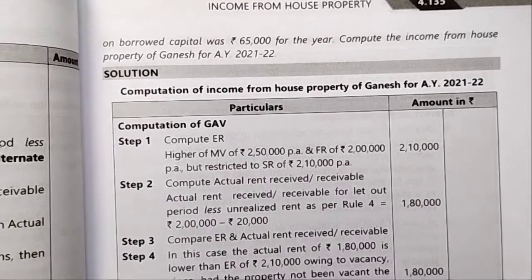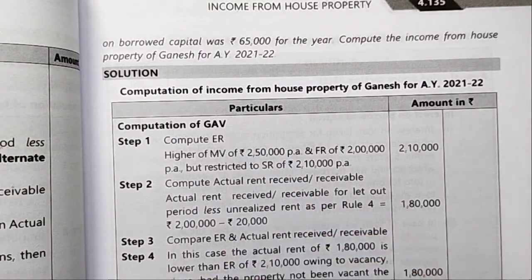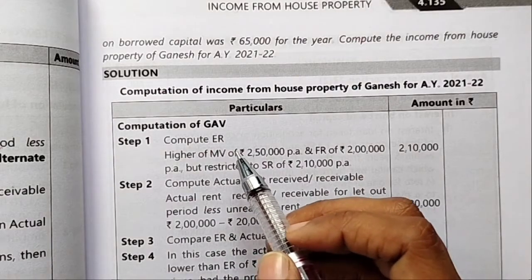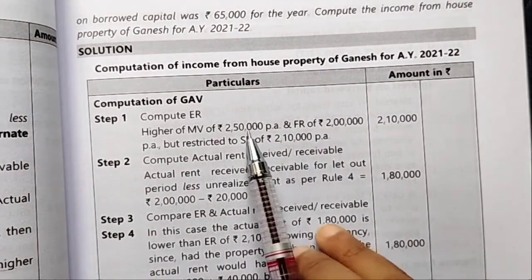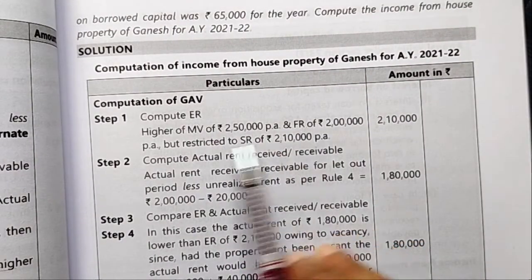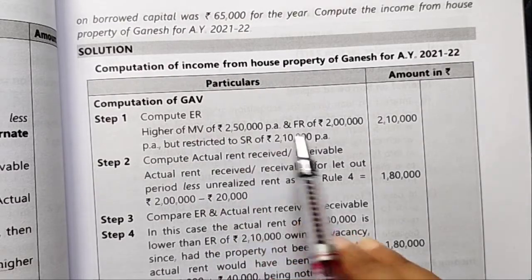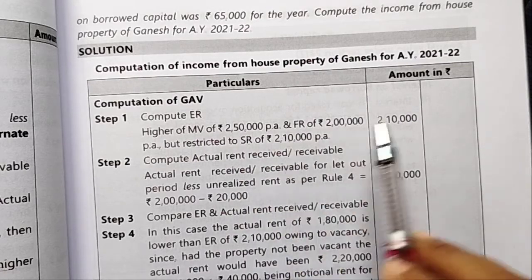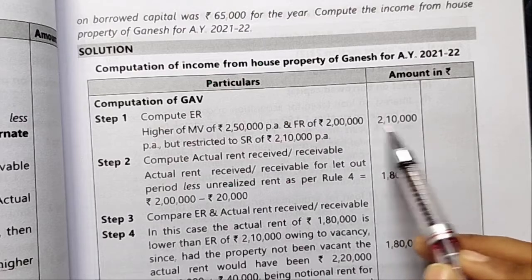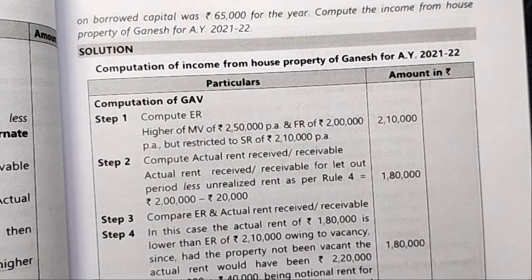Here, first we have to compute the gross annual value. For gross annual value, we have to compute the expected rent. How to compute the expected rent? It is the higher of municipal value or fair rent, but restricted to the standard rent. First, the higher of municipal value or fair rent: municipal value is 2,50,000 and fair rent is 2 lakh, so the higher is 2,50,000. Now we compare this with the standard rent. Standard rent is 2,10,000 per annum and municipal valuation is 2,50,000, so it is restricted to standard rent. So 2,10,000 is the expected rent.